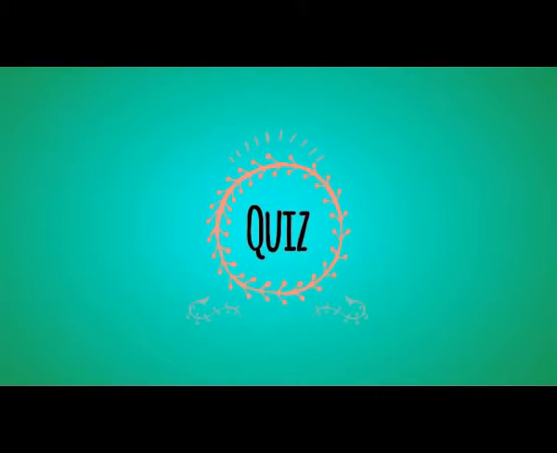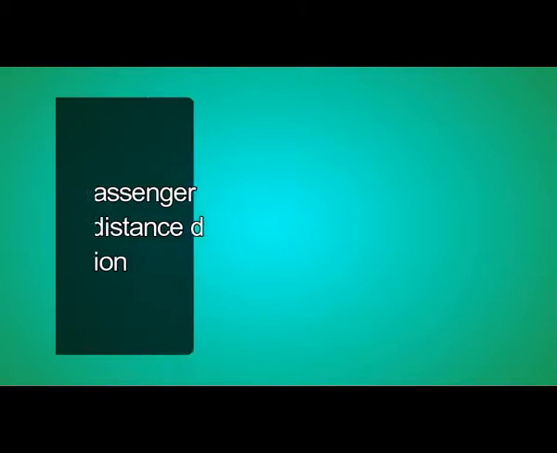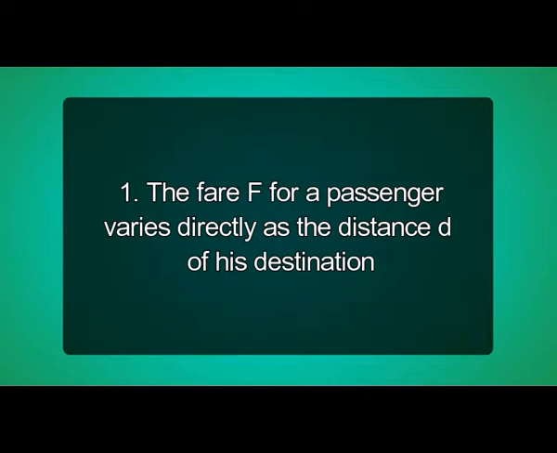In every evaluation we do, there is a quiz. So, this time, it's your turn to answer a series of statements. Write an equation for the following statements. Number 1. The fare F of a passenger varies directly as the distance d of his destination.